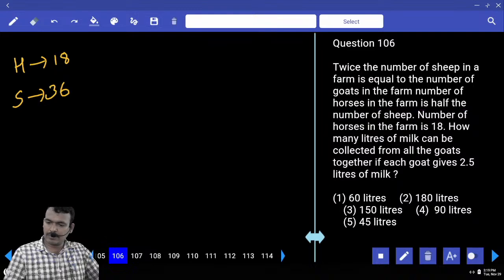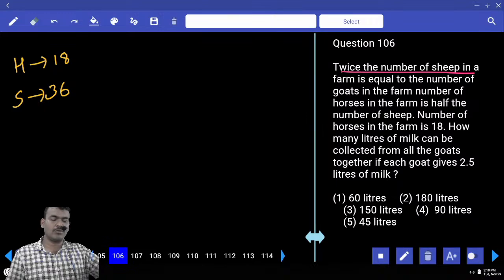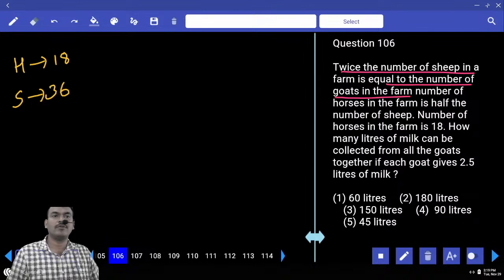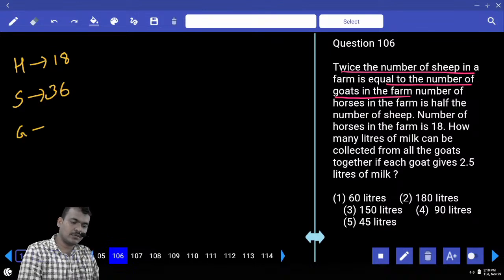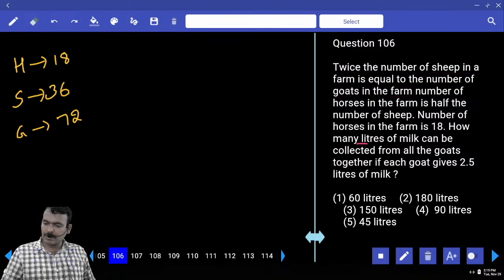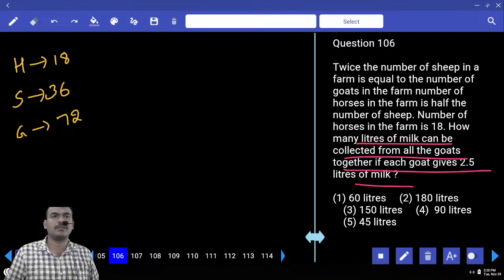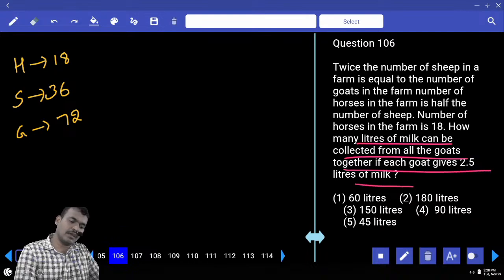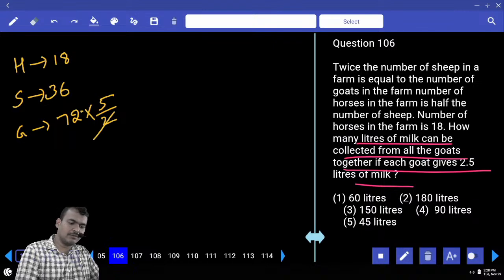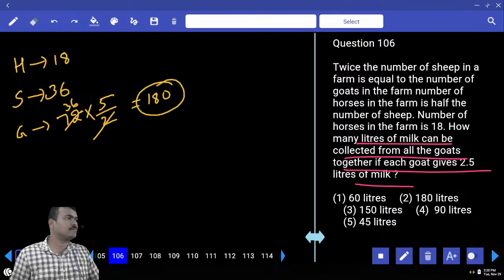Next, what is the first one? Twice the number of sheep, nothing but 2 into 36, 72. That 72 is equal to the number of goats. Then goats are how much? 72. What is the question here? How many liters of milk can be collected from all the goats together if each goat was given 2.5 liters? Nothing but every goat 2.5 liters. Then 36 fives are 180 liters.